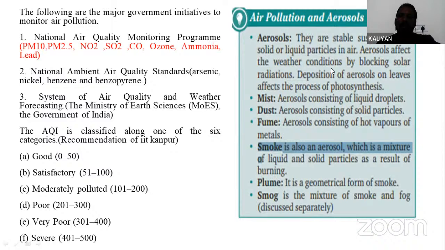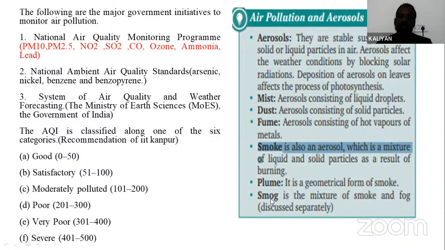And there are some terms. Aerosol is a stable suspension of solid and liquid particles in the air, that will affect weather conditions or block solar radiation. Mist is liquid droplets. Dust is solid particles, and fume is the hot vapor of a metal. Smoke is an aerosol, a mixture of liquid and solid particles. Plume is the geometrical form of smoke.